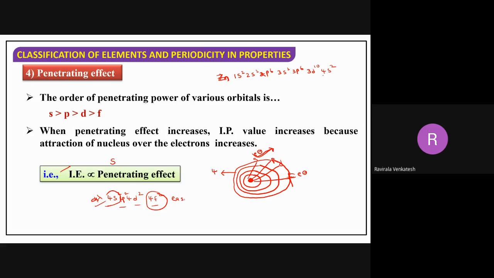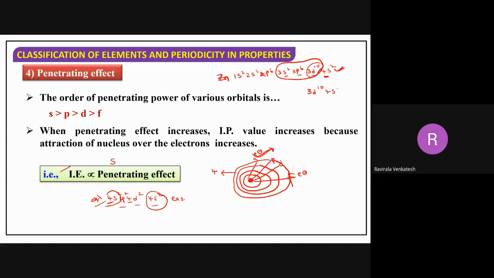Now in the 4th shell, only one s orbital is there, so there is no p, d and f here. So obviously we can remove this electron very easily. But among these, which electron can be easily removable? Among s orbital, p orbital, d orbital? This one, 3d10. That means when you remove an electron, the n value must be the same. So you have to choose from the same n value. You can't just say 3d10, 4s2.